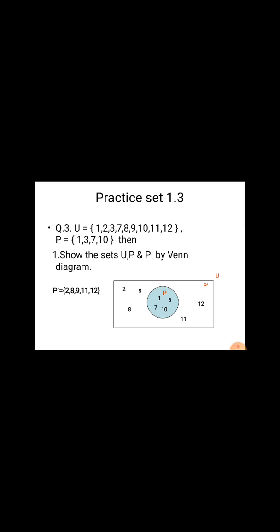And elements of set P are 1, 3, 7, 10. And the unshaded portion is your P complement, means 2, 8, 9, 11, 12. Write all these elements in the unshaded portion. So, this is your Venn diagram.